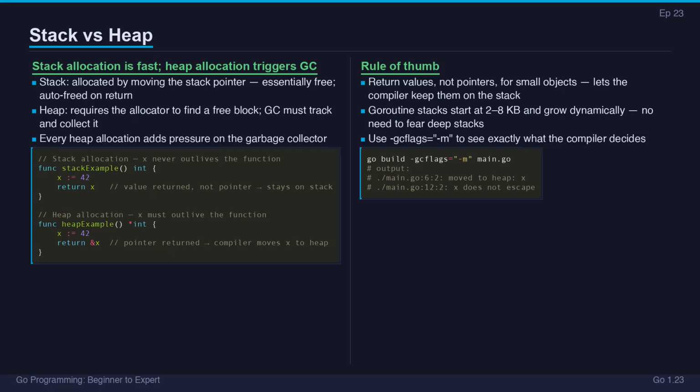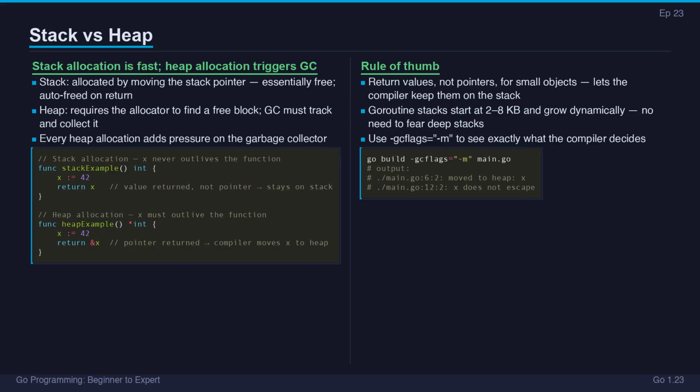Stack allocation is nearly free. The runtime allocates stack memory by moving a pointer one instruction. When the function returns, the pointer moves back. No tracking. No GC involvement. The cost is effectively 0. Heap allocation requires the allocator to find a free block of the right size, record the allocation for the GC to track, and eventually involves GC work to collect it. Not catastrophically expensive, but orders of magnitude slower than stack allocation. More importantly, heap allocations add to GC pressure. The more you allocate, the more frequently GC runs.